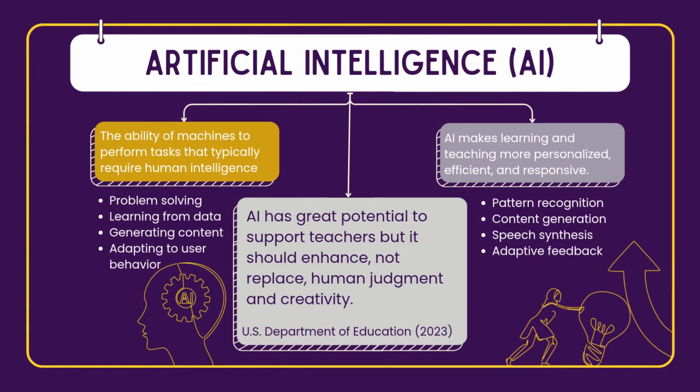Artificial intelligence, or AI, refers to the ability of machines to perform tasks that typically require human intelligence, like problem solving, learning from data, generating content, or adapting to user behavior. As the U.S. Department of Education explains in Artificial Intelligence and the Future of Teaching and Learning, AI has great potential to support teachers in planning, assessment, differentiation, and accessibility. But it should enhance, not replace, human judgment and creativity.